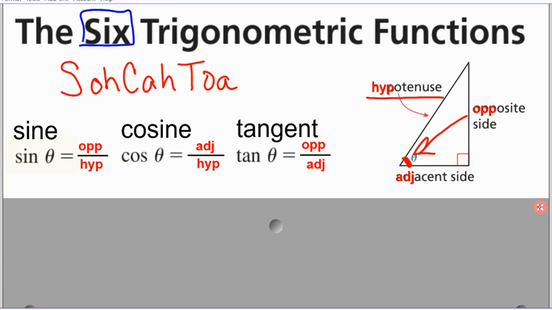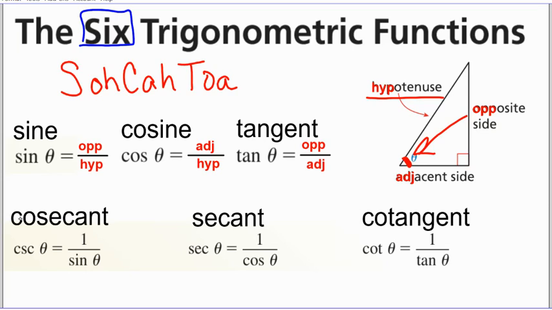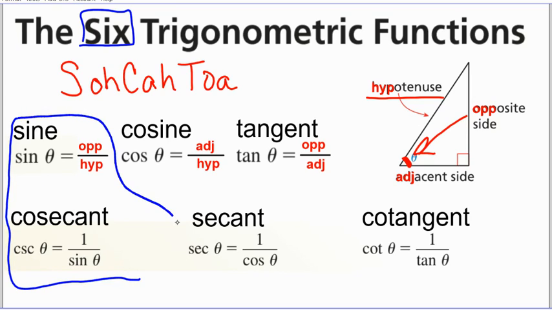The other 3 trig functions are actually based upon these 3: sine, cosine, and tangent. So the other 3 trig functions are going to be cosecant, secant, and cotangent. Cosecant, which we abbreviate as CSC of theta, is 1 over sine of theta. So cosecant is the reciprocal of sine, meaning I flip my fraction. The reciprocal of sine is going to be the hypotenuse over the opposite.